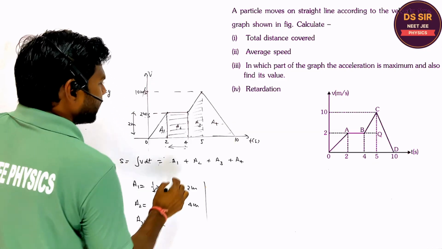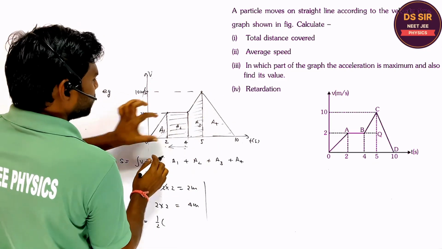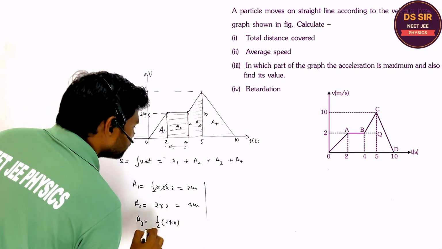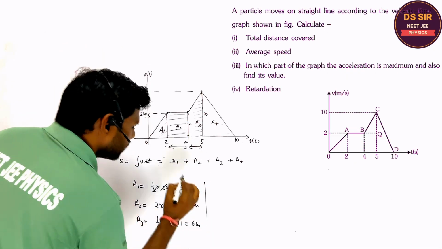1 by 2 sum of parallel sides. This is 2 and this is how much? Say 10. This distance is 2 and this is 10. So 2 plus 10 into perpendicular distance. So this is 6 meter.